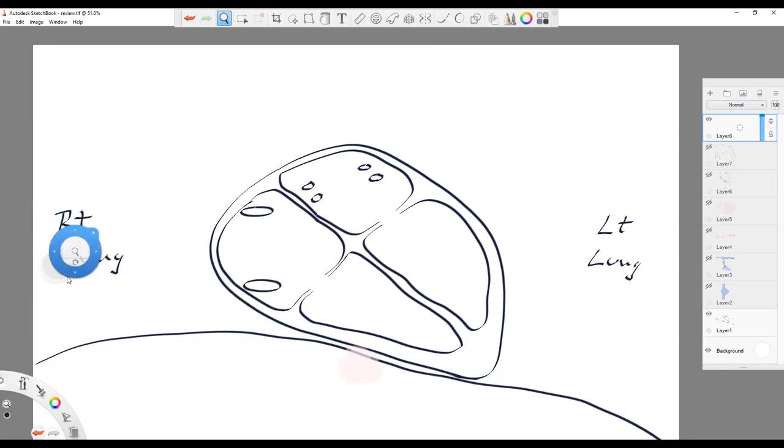I've written over here right lung and left lung. So this is the chest, okay? The line down here is the diaphragm separating the chest from the abdomen. You can see that I've drawn 6 holes. These circles here are basically holes, right? These 6 holes, usually 4 over here, 2 over here, this is how blood gets into the heart.